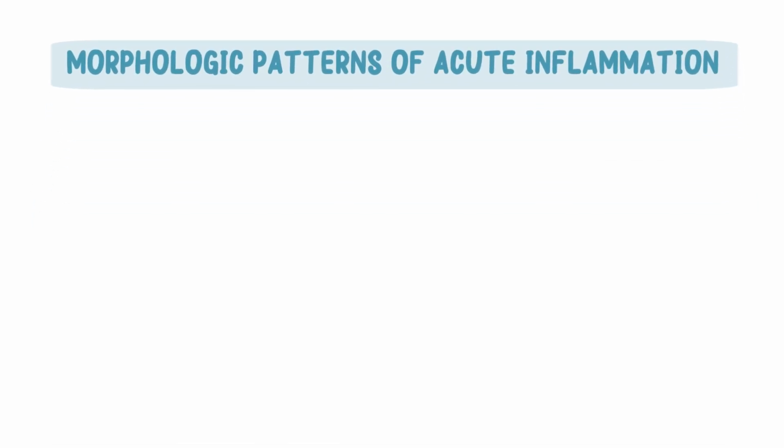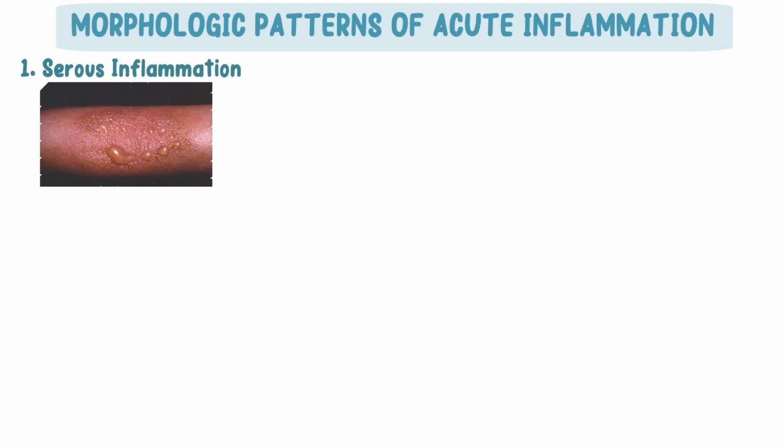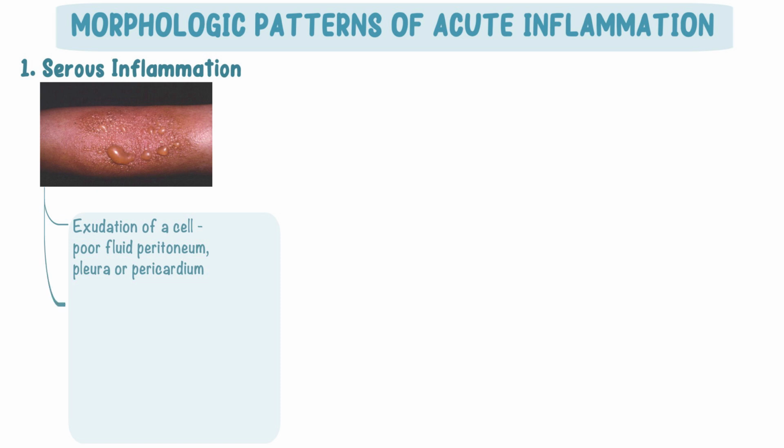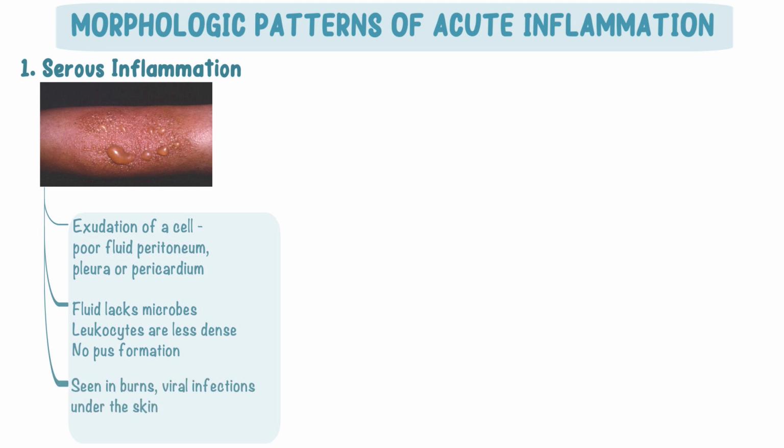Serous inflammation is characterized by the exudation of a cell-poor fluid into the spaces created by cell injury or into body cavities such as the peritoneum, pleura, or pericardium. The fluid typically lacks microbes and large numbers of leukocytes, making it less dense and less likely to cause pus formation. This type of inflammation is often seen in conditions like burns or viral infections, where fluid accumulates under the skin, as in blisters, or in body cavities, a condition known as effusion.